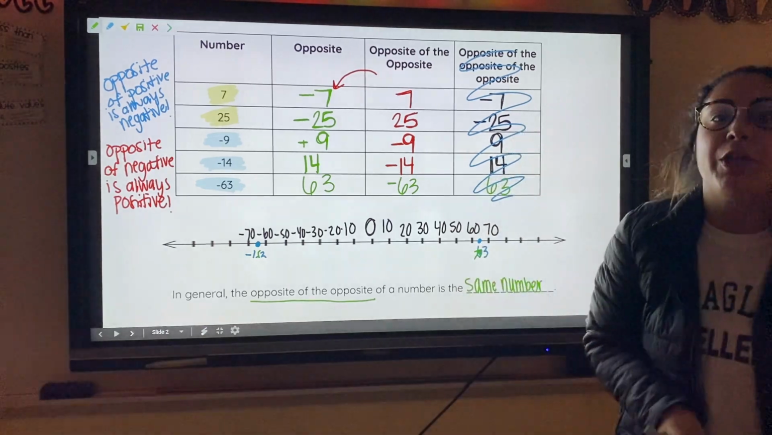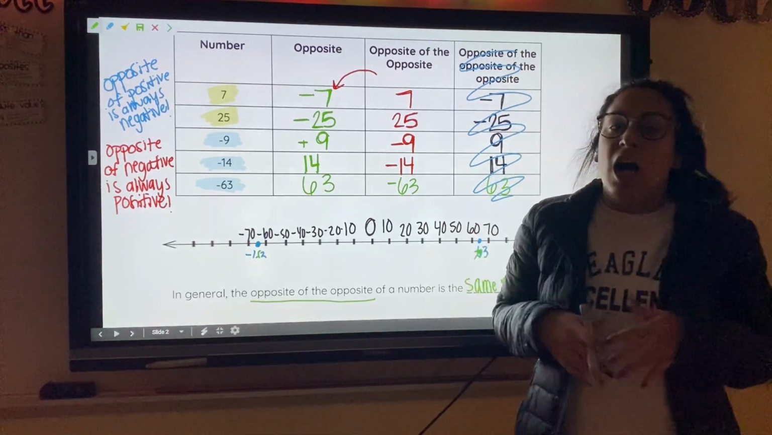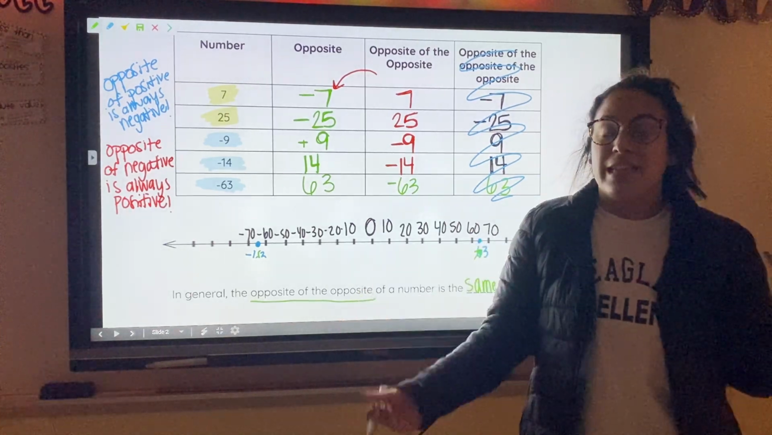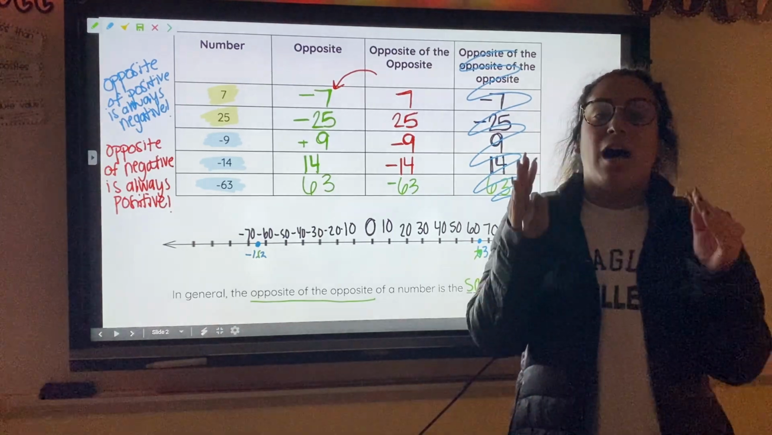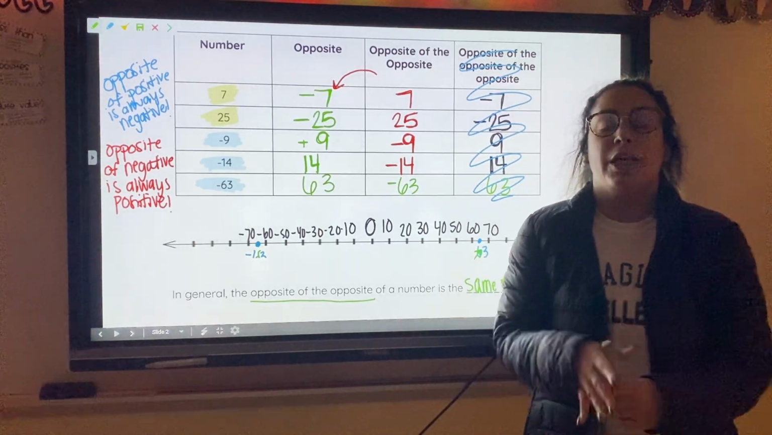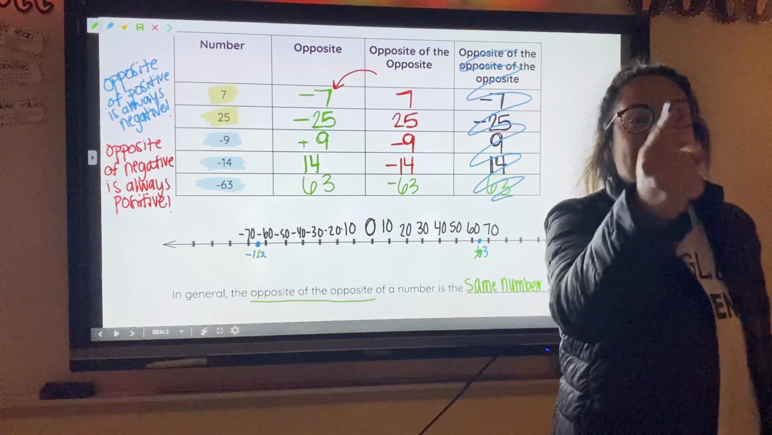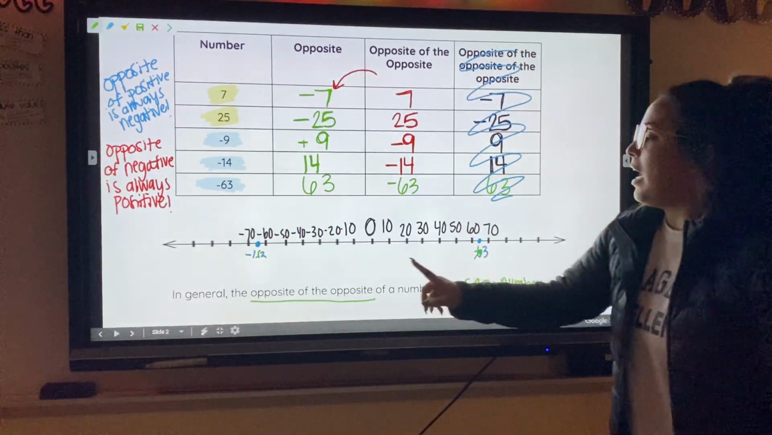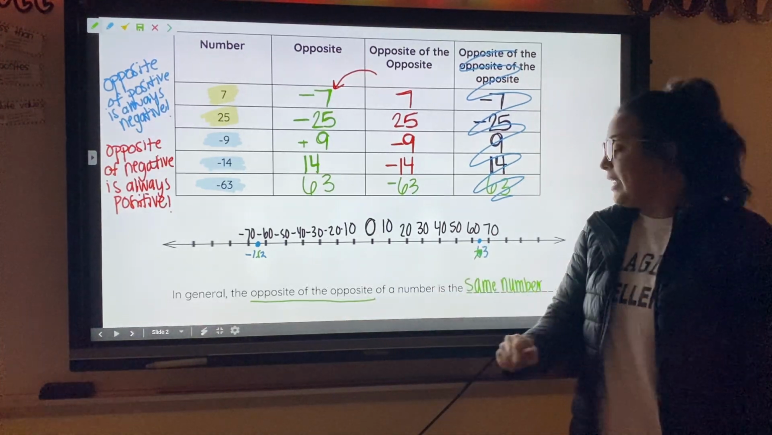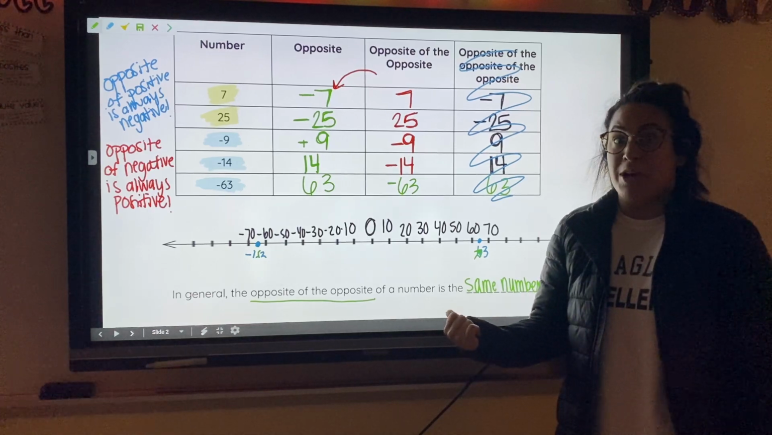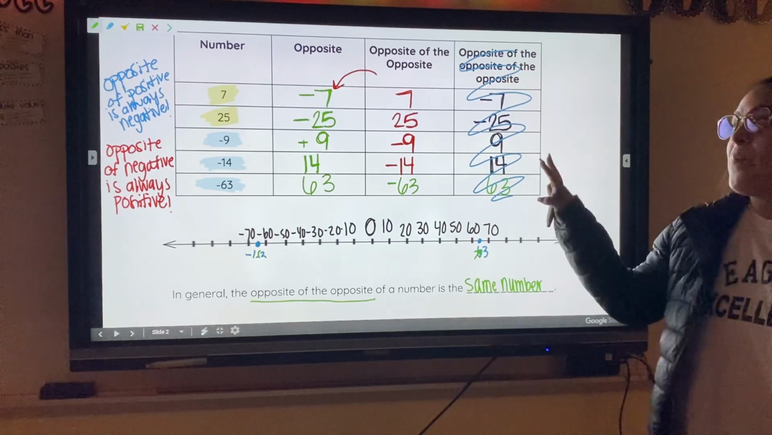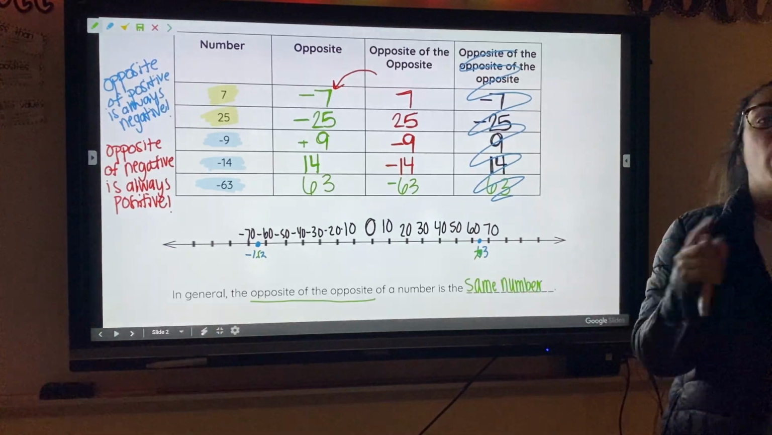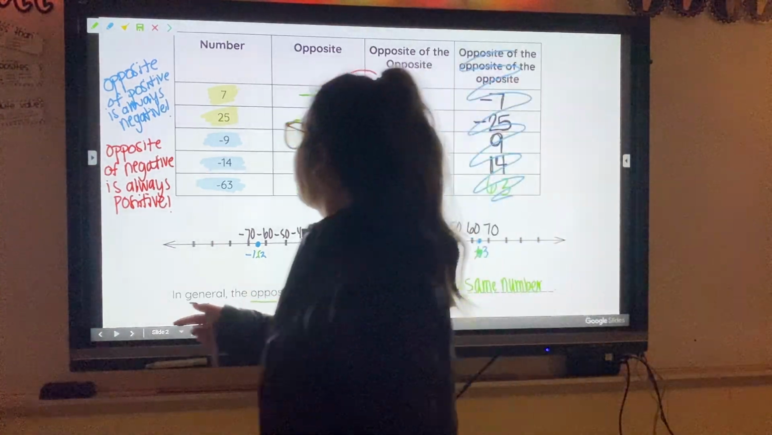So if I were to ask you, what's the opposite of 36? Well, that's going to be negative 36. But if I tell you, okay, well, what's the opposite of the opposite of 36? You should be able to say 36, because the opposite of the opposite is going to be the same number. All right, so now we're going to do some more practice with this, but this time without a number line.